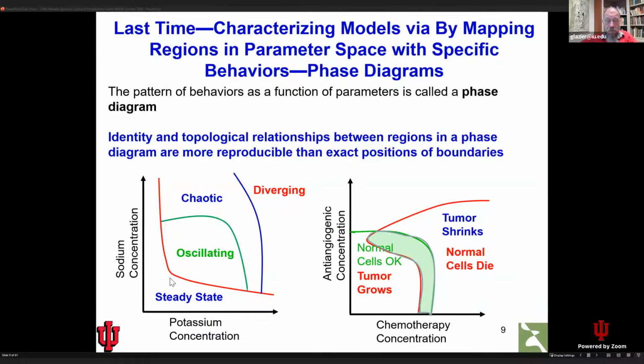The borders between these domains may not be in exactly the right place in the model as in the experimental system, but we hope that the general pattern of behavior, if we see the sequence steady state, oscillating, chaotic in the experiment and in the simulation, they should both be there in the same order. And so looking for domain boundaries or phase boundaries is a critical thing we can do with the simulations and with the experiment.